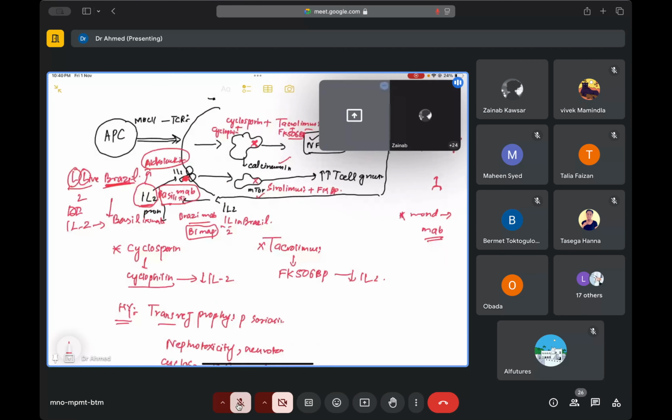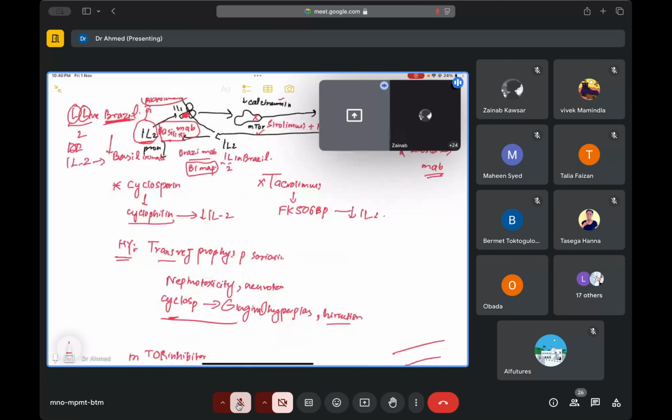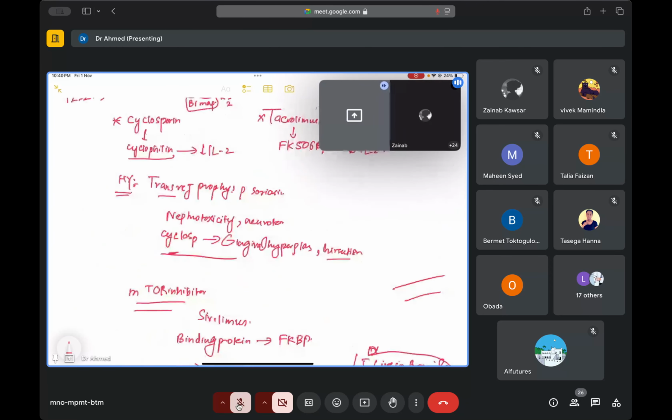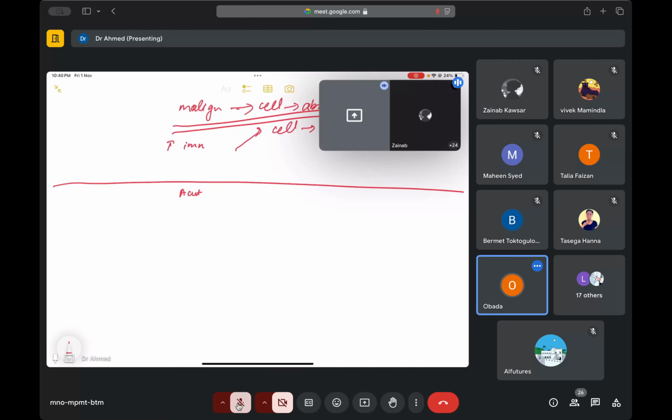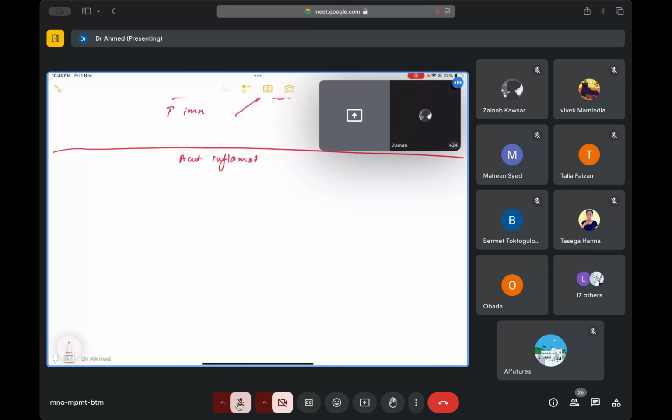So we have discussed all the drugs which are involved in this pathway. Now, let's move to another pathway. For example, you know what happens in acute inflammation. We have already discussed the pathway. Please tell me.